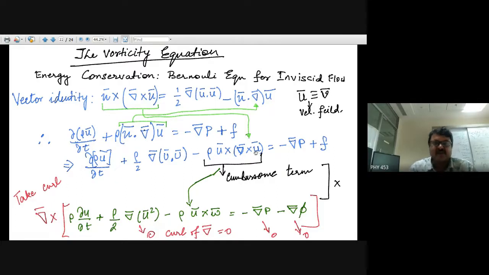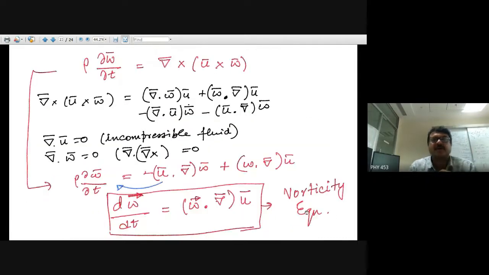So the curl of u gives omega. You already had a u cross omega, and now you're taking the curl of that. Sure, these terms will drop out, and what you will have is an equation which is like this. So this is the vorticity equation, if you like.